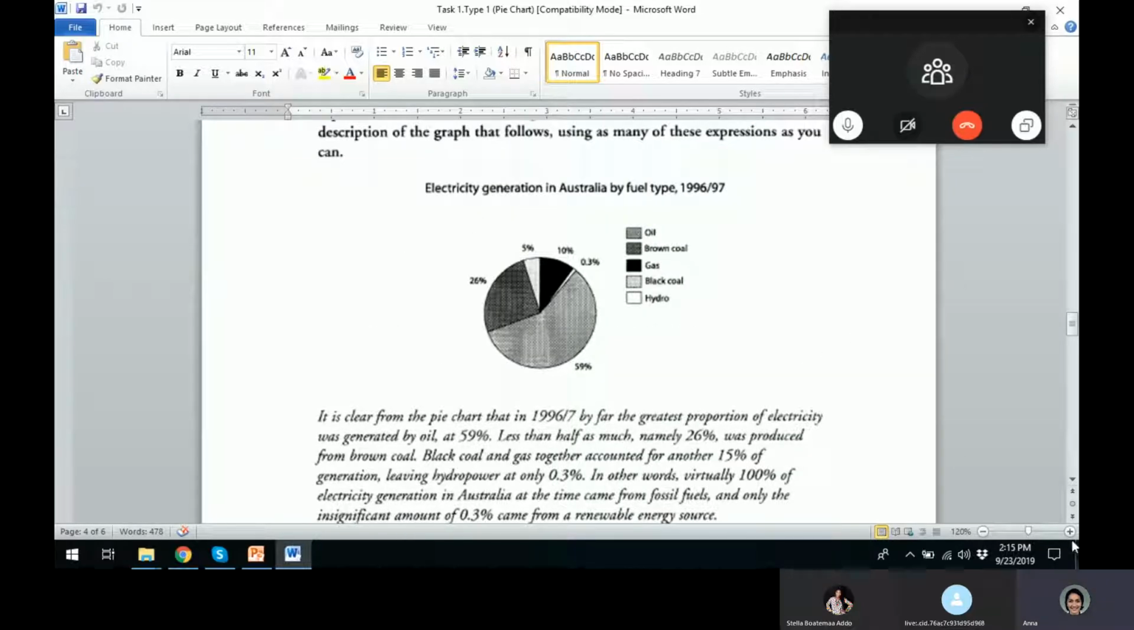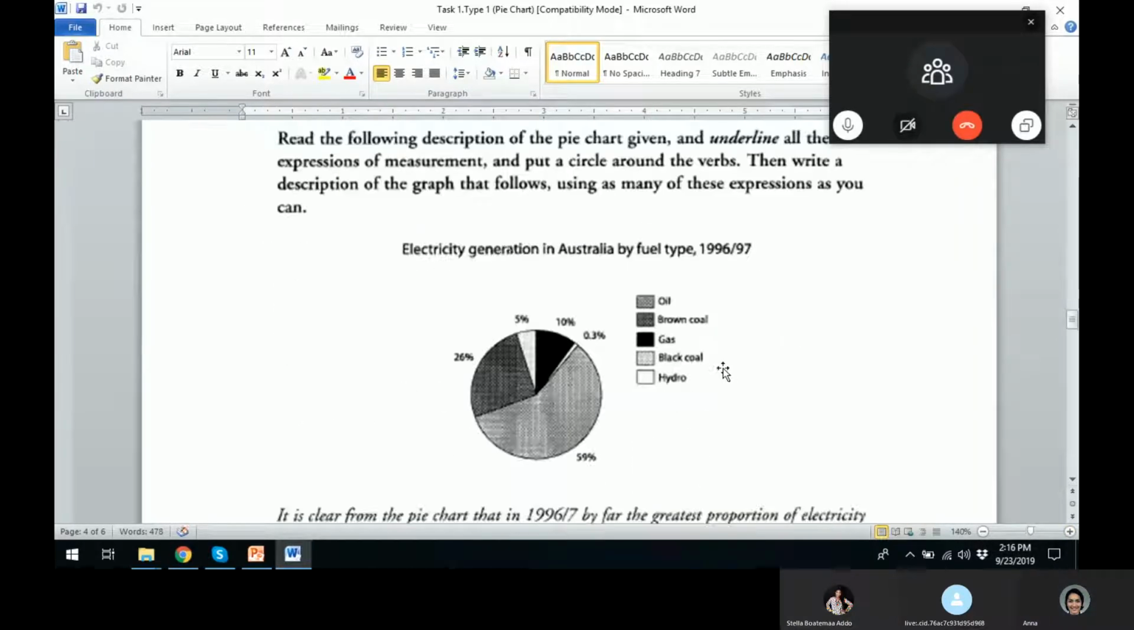So let's take a look at the picture first. Electricity generation in Australia by fuel, 1996-97. So we are talking about how many years? 2 years. 2 years. Okay. How many types of fuel are there?